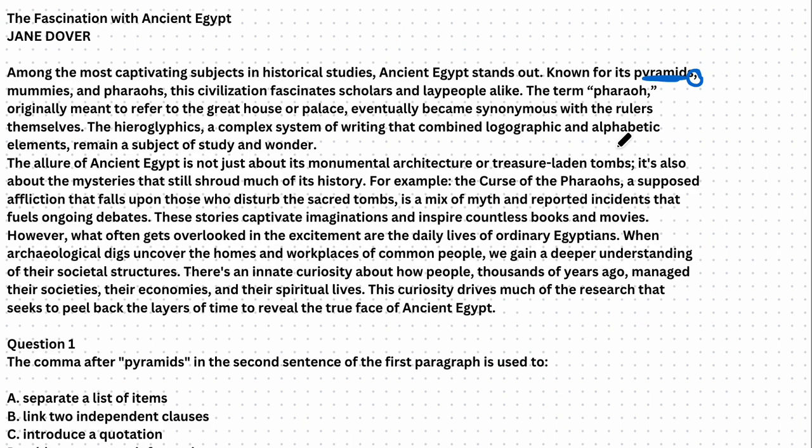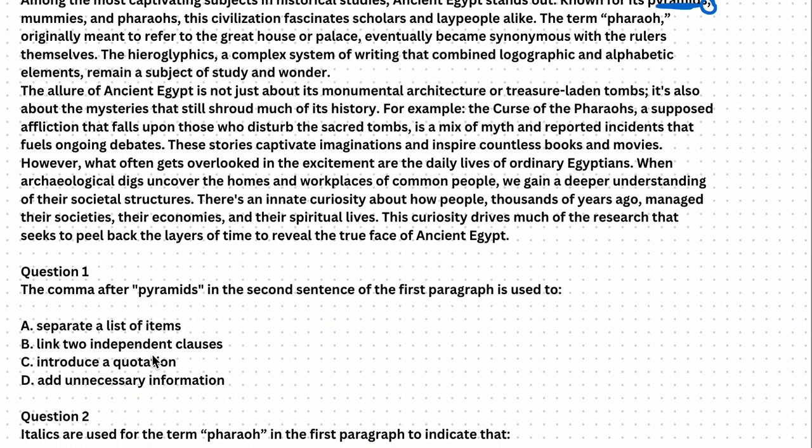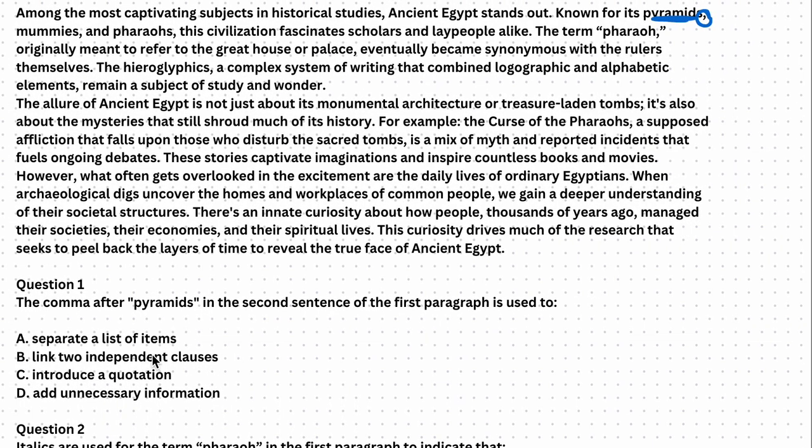Now, as I'm sure you know, commas are used to separate various things, to link various things, but they have different functions. So in this specific case, the options that we can choose from are: the comma after pyramids in the second sentence of the first paragraph is to separate a list of items, link two independent clauses, introduce a quotation, add unnecessary information. Now, automatically, when I read that, I move straight to eliminating the ones that don't make sense.